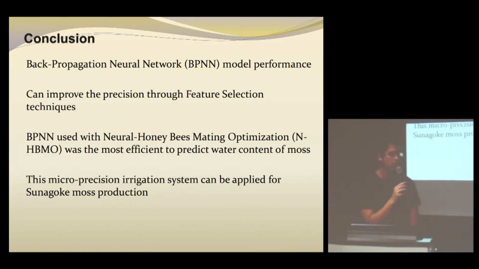So in conclusion, in the paper they could see the performance of the backpropagation neural network as the artificial neural network. They could see that it really works, and also they have proven that we can improve the precision through the feature selection techniques. So after seeing the results, we can see that the backpropagation network used with the neural speed mating optimization was the most efficient to predict the water content.